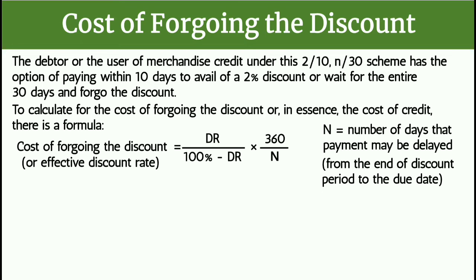Yung 360, that is the number of days in a year. This is based on 12 months per year. And for every month, there are 30 days. That is for consistency. 12 times 30, that is equal to 360.